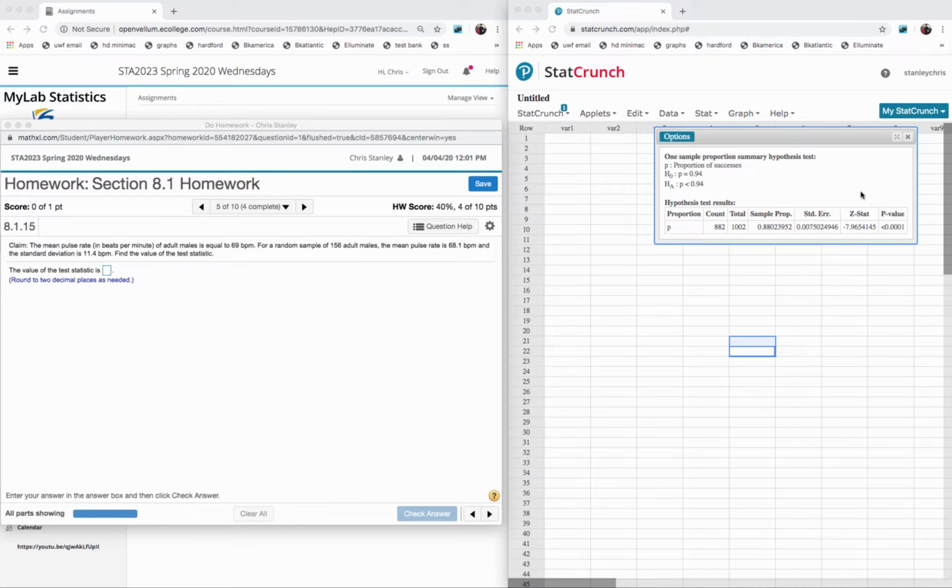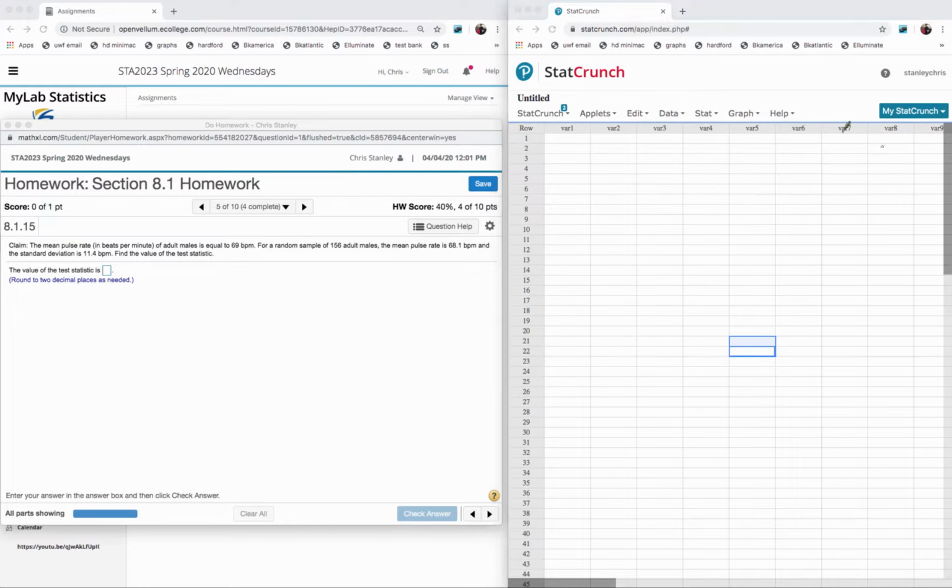Okay, another test statistic problem. But this test statistic is going to be a different test, a different StatCrunch button. So let's do the claim. The mean is equal to 69, and then they took a sample, and it was 68.1, and the standard deviation was 11.4.